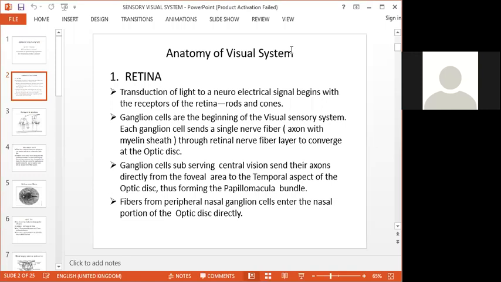Ganglion cells, which serve the central vision, send their axons directly from the foveal area to the temporal aspect of the optic disc, thus forming the papillomacular bundle. What is the papillomacular bundle? It's these central vision ganglion cells. From there, the fibers go straight to the temporal aspect, the macular temporal papillomacular bundle. Fibers from the peripheral nasal ganglion cells enter the nasal portion of the optic disc directly. You'll see what I'm talking about very soon.